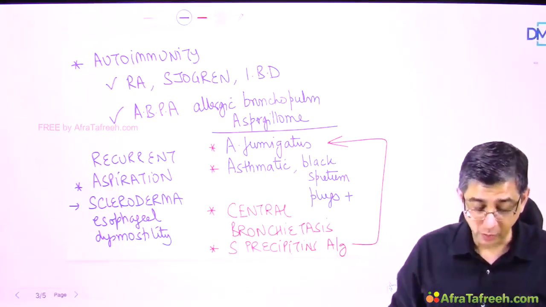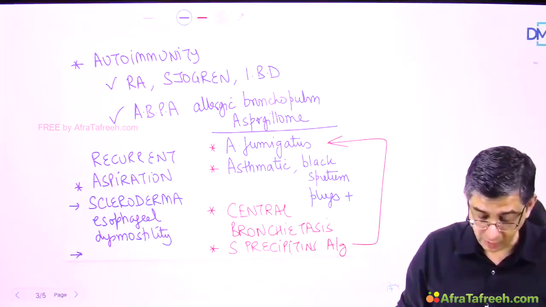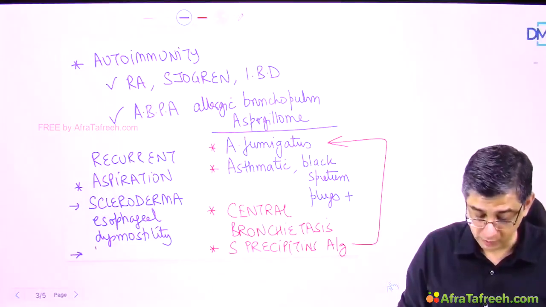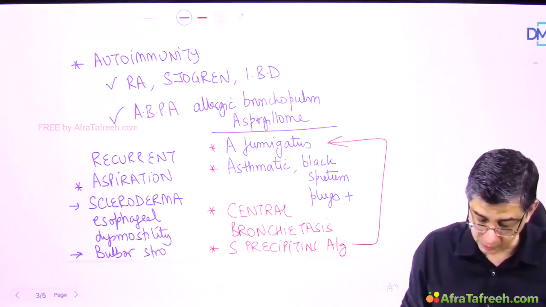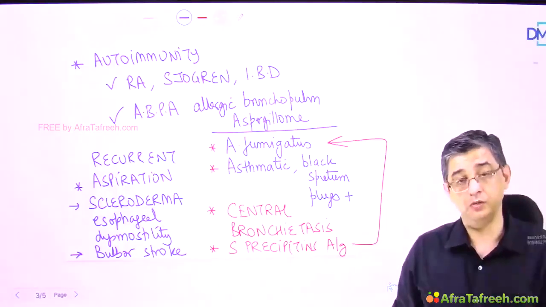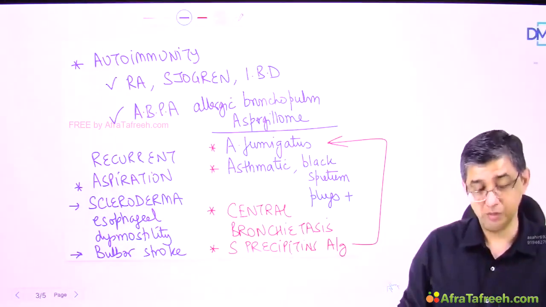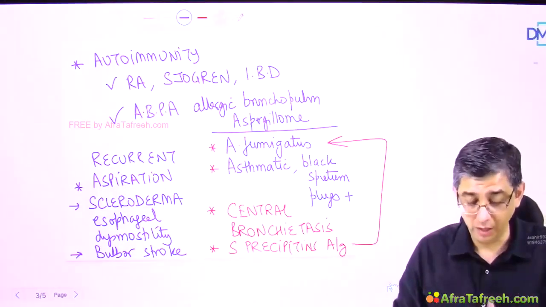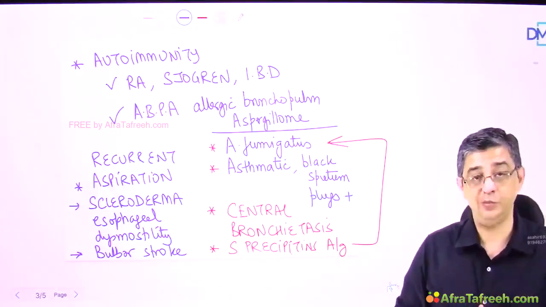So recurrent micro aspirations in scleroderma, or in a person who has compromised airway defense mechanisms, like a patient of bulbar palsy. He had a stroke 6 months ago. He cannot even talk properly because of the vagus nerve getting involved. So these patients, because they're lying in bed for most of the day, can end up with damage to the lungs and an infection component, that is recurrent aspiration.